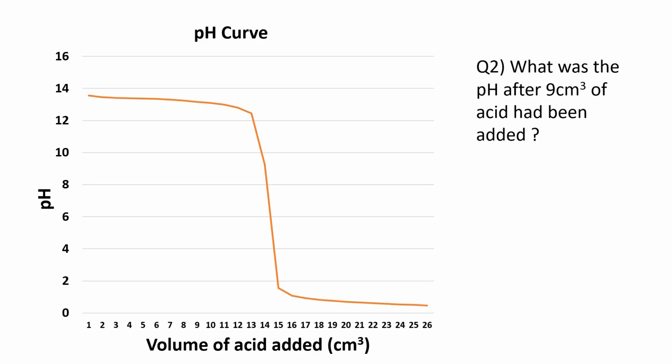You could also be asked a similar question like this one: what was the pH after 9 centimeters cubed of acid had been added? This time we need to draw up from the x-axis. So we find 9 on the x-axis, draw a line with the ruler up until it hits the pH curve, and then draw across to read off the pH. Now I've just estimated for this one about 13.2. It would be much easier in your exam because you'd have proper graph paper and you'd be expected to read off to the nearest tiny square.